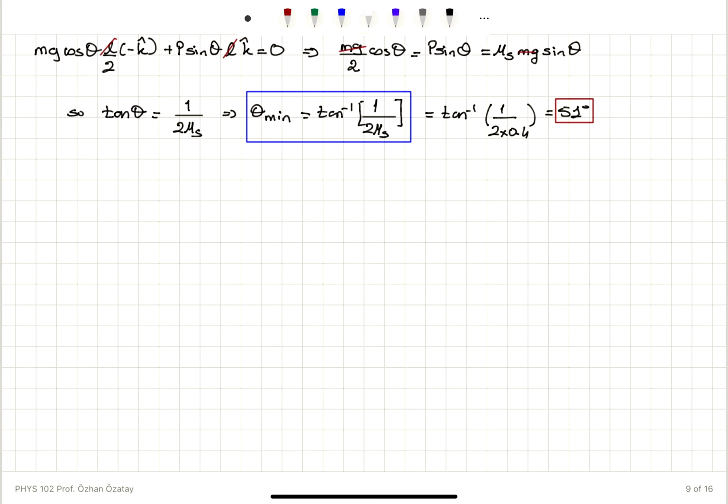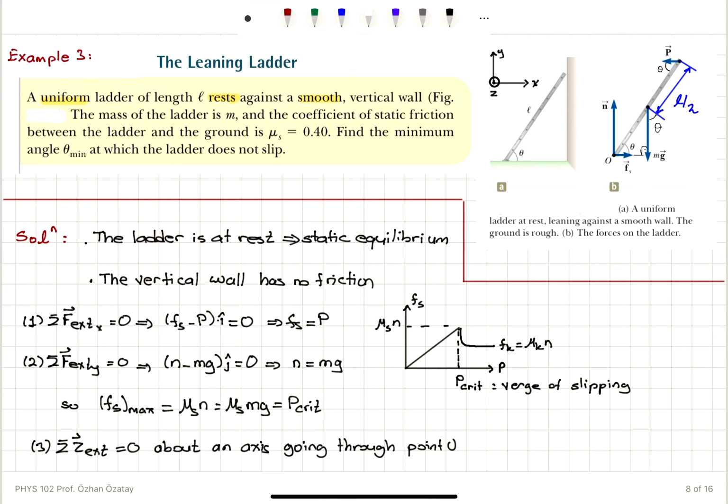Okay, so in this problem I had a ladder that is leaning against the wall making an angle theta with the horizontal and being subject to friction with the ground but no friction with the wall. So first we identify the forces acting on it. The normal force from the ground, static friction pointing to the right, which is balancing the normal force from the wall. That's P pointing to the left. And because it's a uniform ladder, we have center of gravity in the middle, mg pointing down.